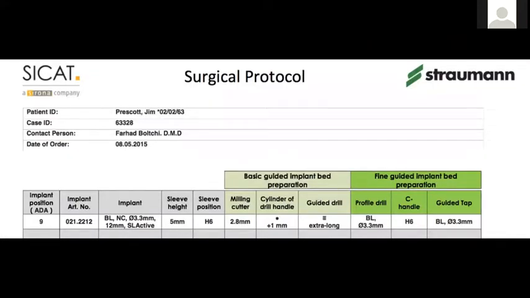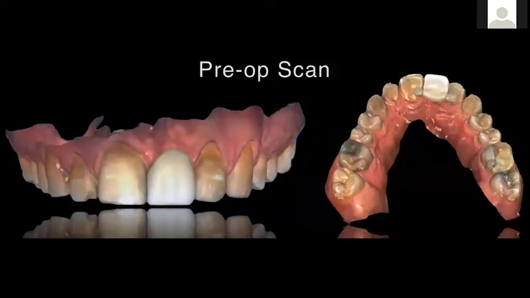This is the surgical protocol that we received from CCAT. This is for the Straumann system, telling us what drills and what sleeves, keys to use. And then Dr. Scramstead performed a pre-op scan before we even got started. And in these type of cases, he performed a virtual design for a 2-wing Maryland bridge.